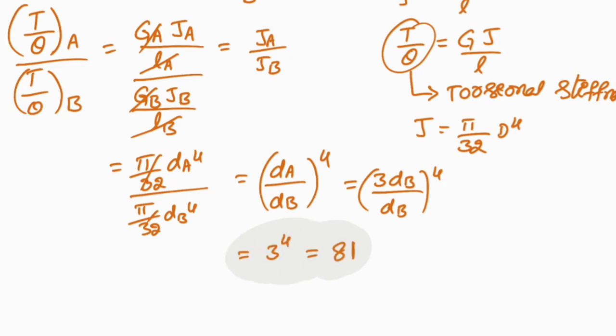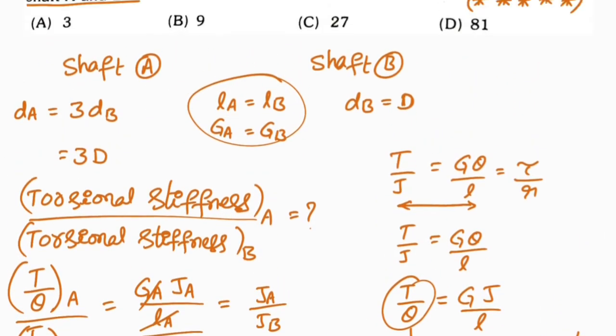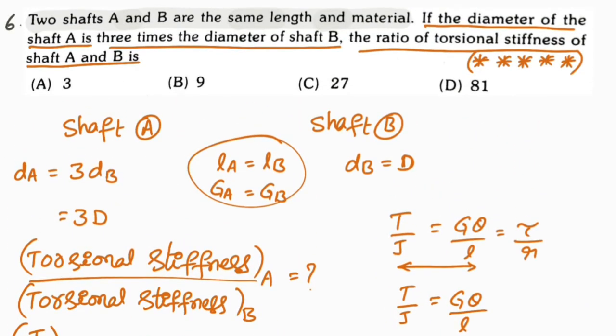Look at the options. Look at the last option, 81. Option D is absolutely correct. I hope you understood this problem. Try to practice this problem at least twice. This kind of problem is frequently asked in competitive exams. Let us take one more problem.